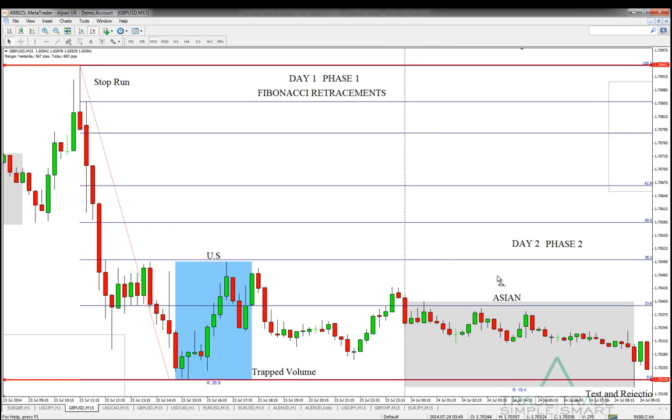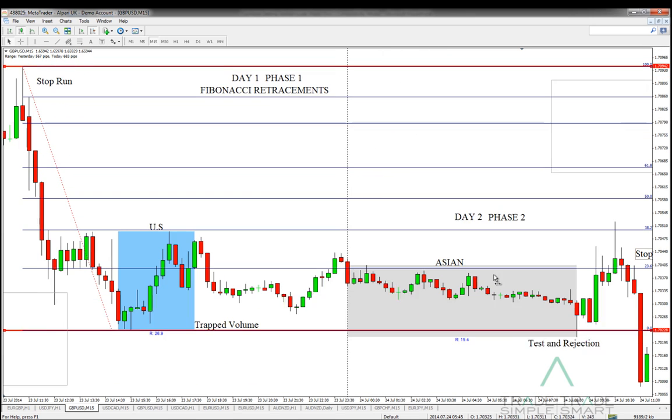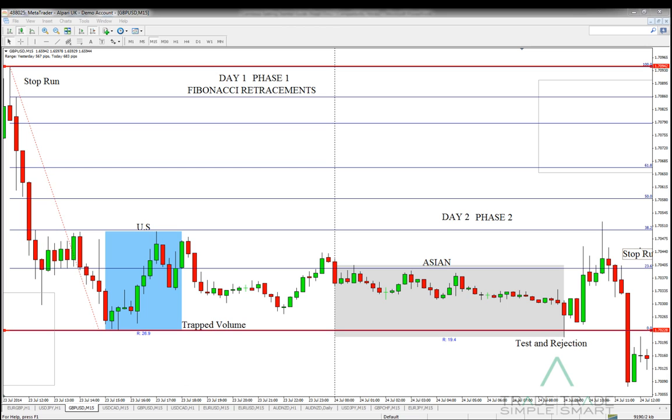So if we move forward, we see that at the 0.382 internal retracement, the market is pushed through the level, quickly rejected, and then the trend unfolds.